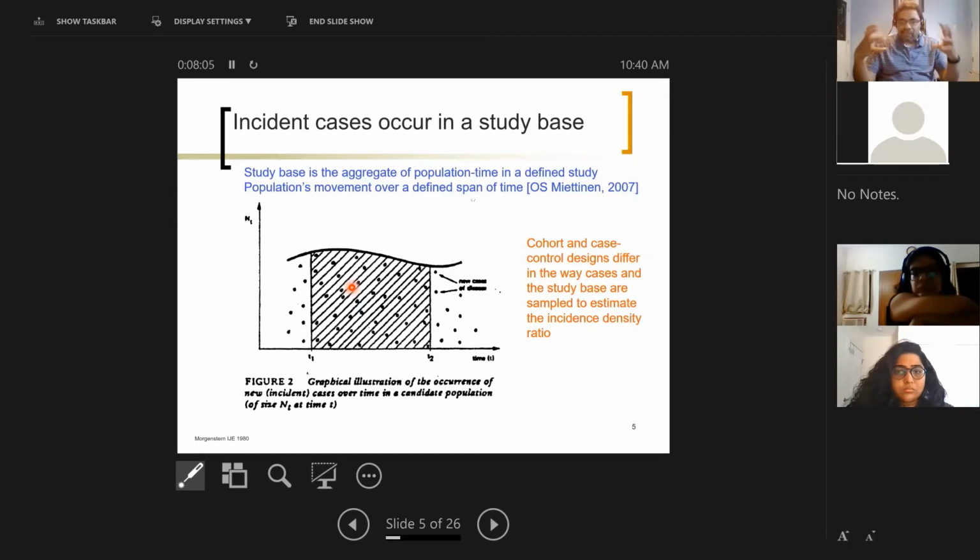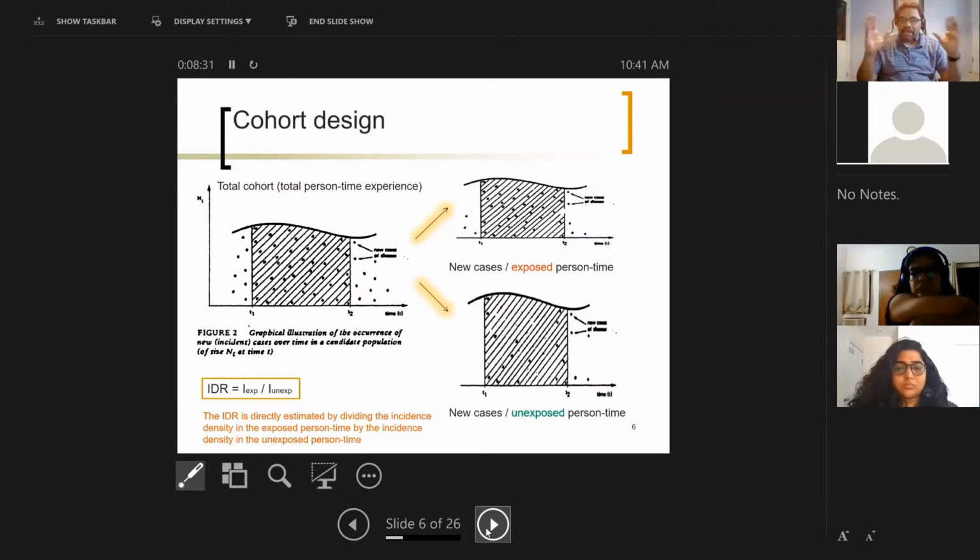In that sea of person time follow-up, the black dots show new disease events popping up. The new disease event could be COVID. The new disease event could be stroke. The new disease event could be new onset of cancer. Whatever the conditions are, they are popping up in this entire cohort that is moving forwards in time, right? Now, if we could get this, basically then what we would do is we will disaggregate the entire person time follow-up, the hatched area, into exposed person time versus unexposed person time, right?